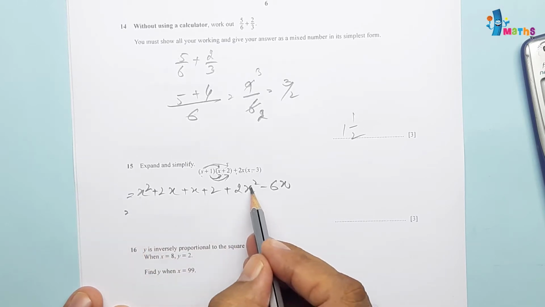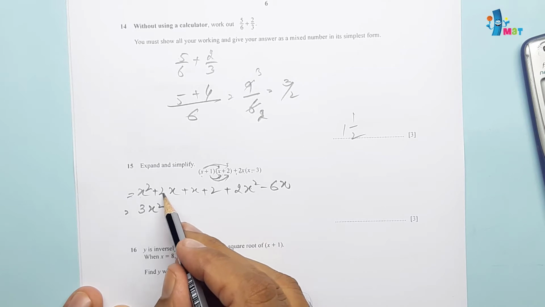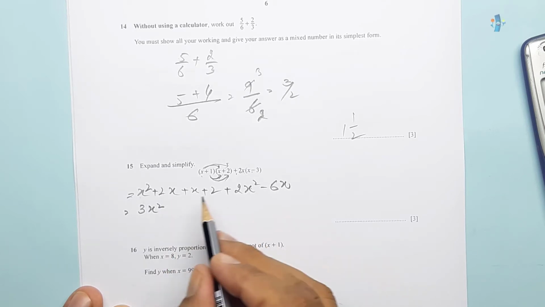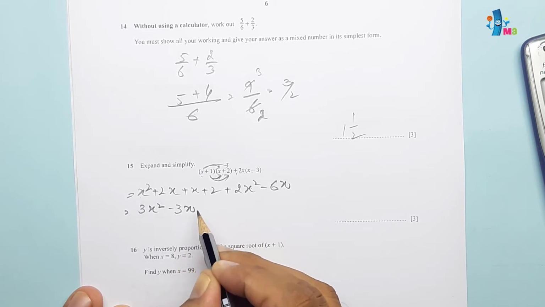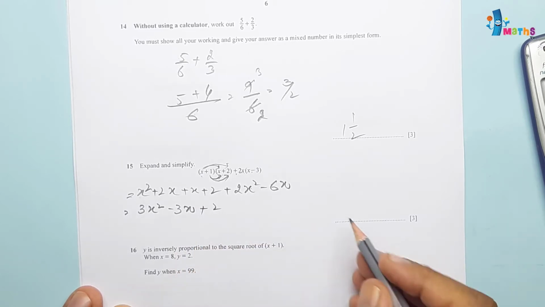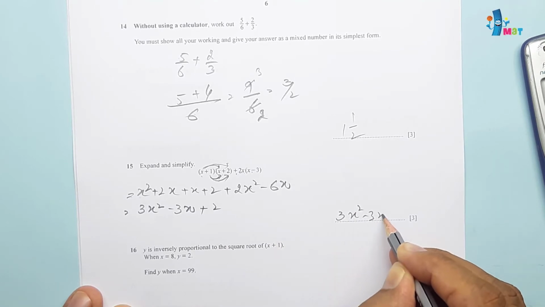Now x square and 2x square will result in 3x square. Like terms will be added. 2x plus 1x will be 3x, 3x minus 6x, minus 3x will be the resultant, and plus 2. So this will be our final answer, 3x squared minus 3x plus 2.